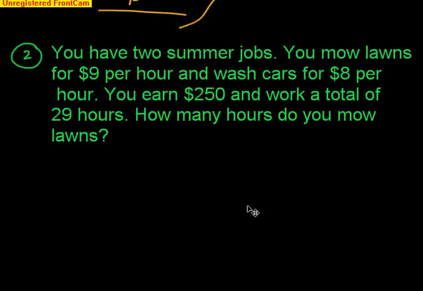Okay, so here's our next problem, and it's sort of an adjustment to a problem we did in class, but I want to do this one because it's important for your test. You have two summer jobs. You mow lawns for $9 per hour and wash cars for $8 per hour. You earn $250 and work a total of 29 hours. How many hours do you mow lawns?